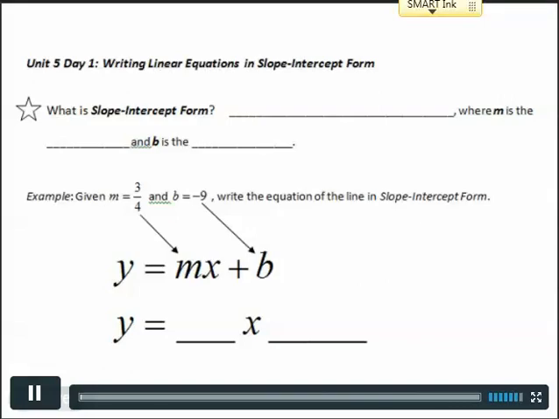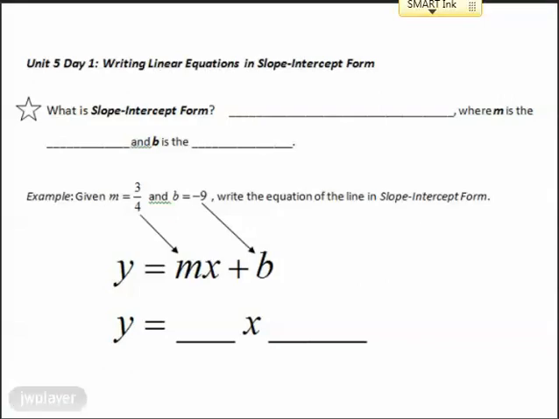Okay, so what we're going to look at to start Unit 5 is writing linear equations in slope-intercept form. And today we're going to focus on how we're going to do this given the slope and the y-intercept. So let's recap what we already know about slope-intercept form.